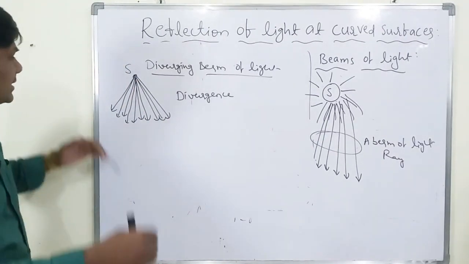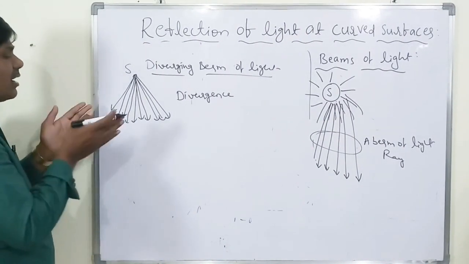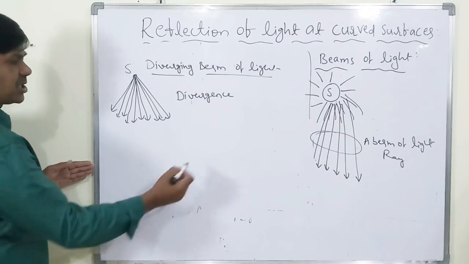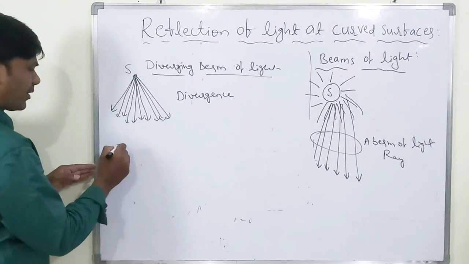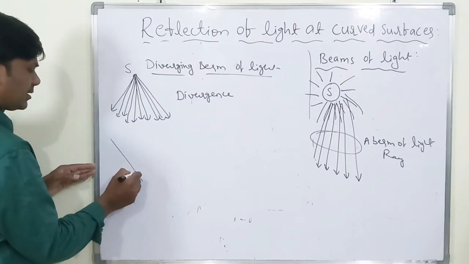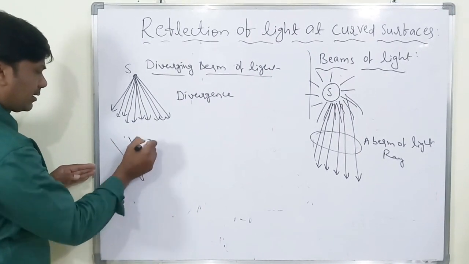Okay. Next, opposite to it. It means they are coming from all different directions. Another beam of light. Here all of them are coming from different directions, like this. And another light ray.